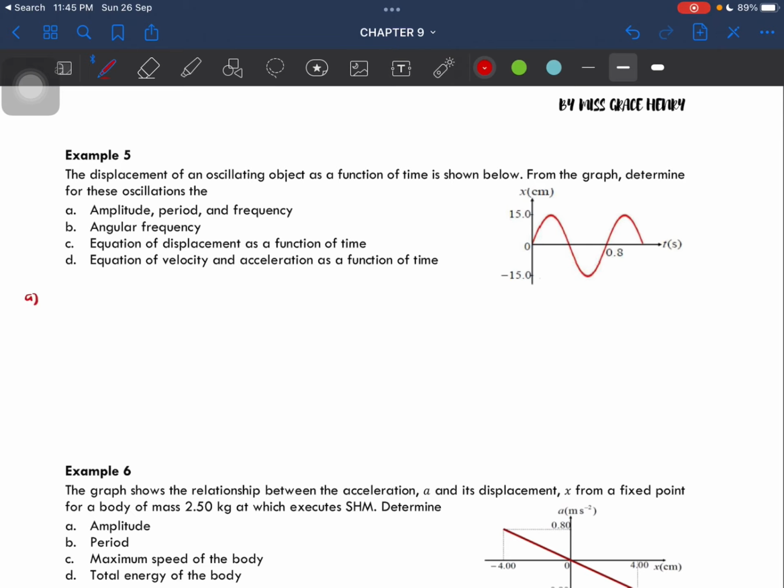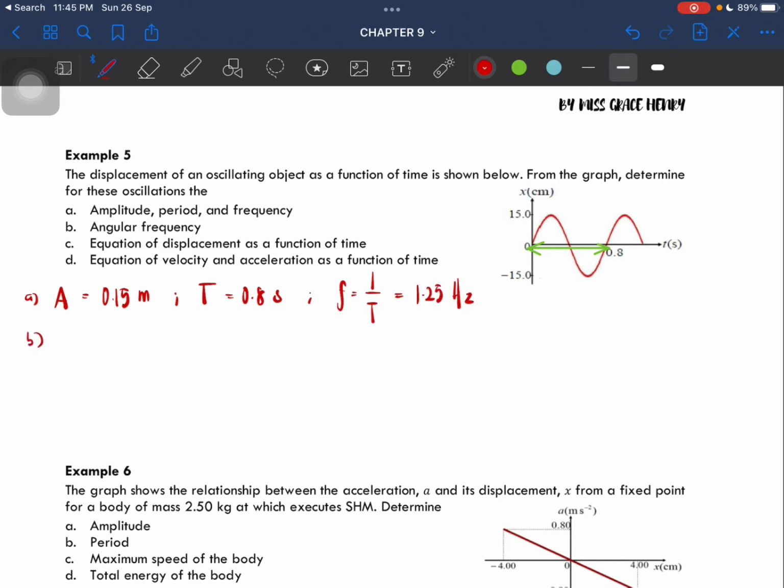So based on the graph, we can see that the amplitude is plus minus 0.15 meter, and then the period is basically the time to complete one cycle, which is this part here. So that is 0.8 seconds. And then we also have to calculate the frequency, which is equal to 1 over the period, which gives us 1.25 hertz as the frequency.